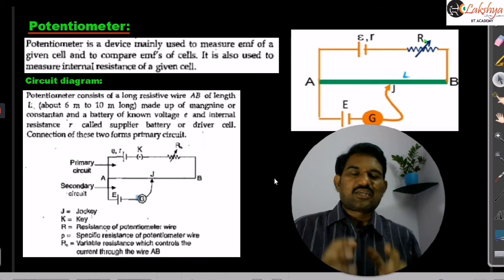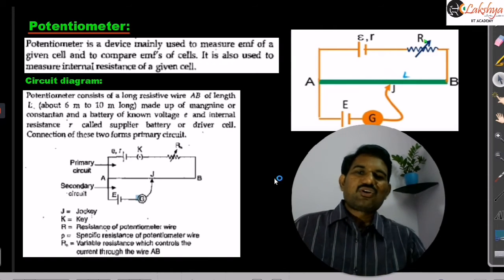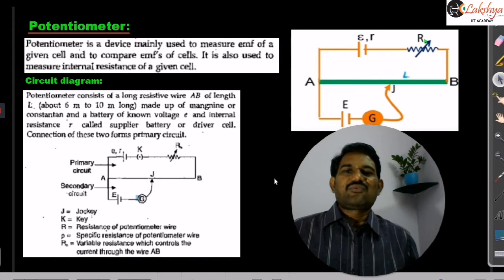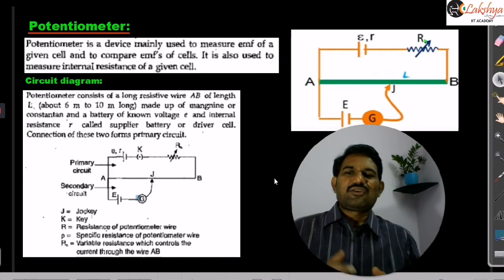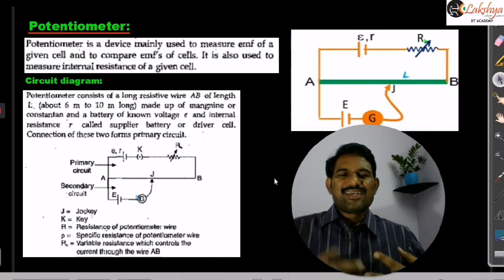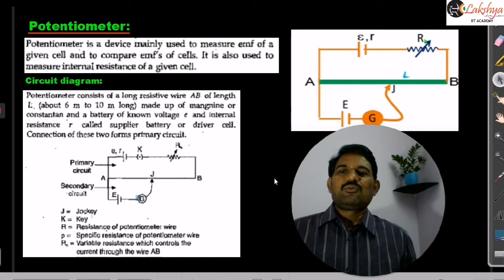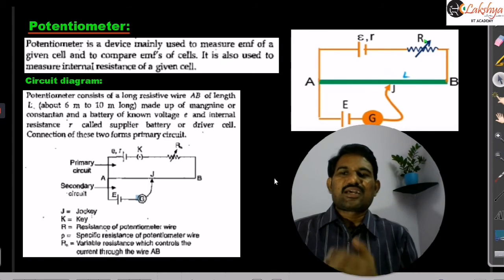When it has some finite resistance, the voltmeter will draw some current from the main circuit. When it draws current from the main circuit, automatically the current in the circuit will decrease or change, and the potential difference between the points we need to measure also changes. That is a disadvantage of the voltmeter, and it can be overcome by using this potentiometer. A potentiometer does not draw any current from the main circuit.